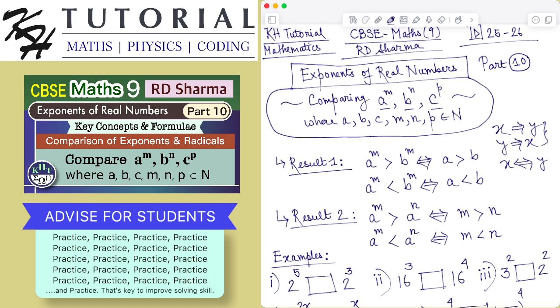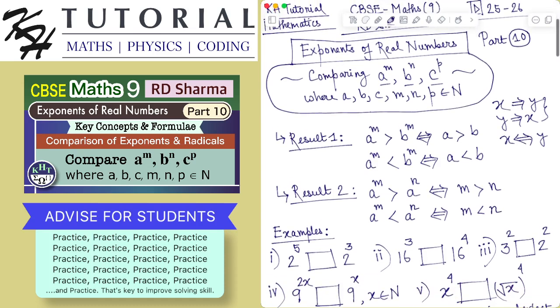Or if we know a is greater than b, then obviously if we raise a and b to the same natural number power, let's say m, a to the power m will be greater than b to the power m. Similarly, it will be the same for the less than operator. If a to the power m is less than b to the power m, this will imply a is less than b, and vice versa. That is, if a is less than b, then we will also have a to the power m less than b to the power m. But please remember that all these a, b, c, m, n, p are natural numbers.